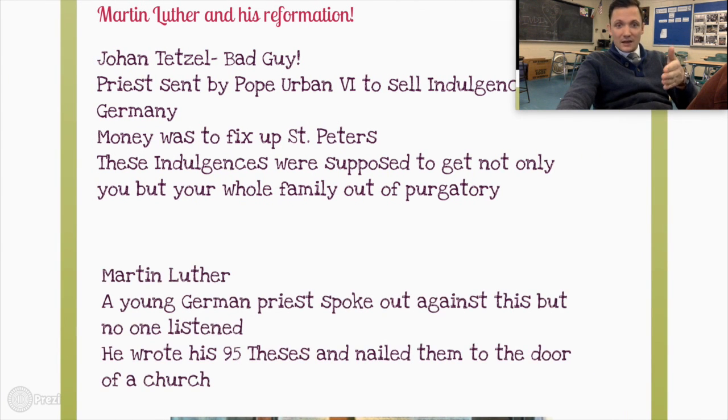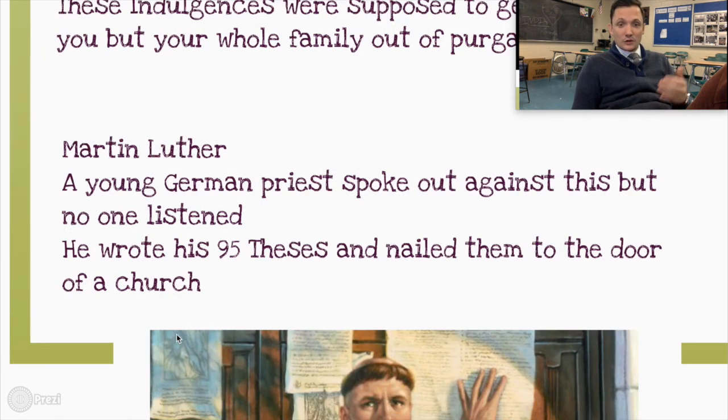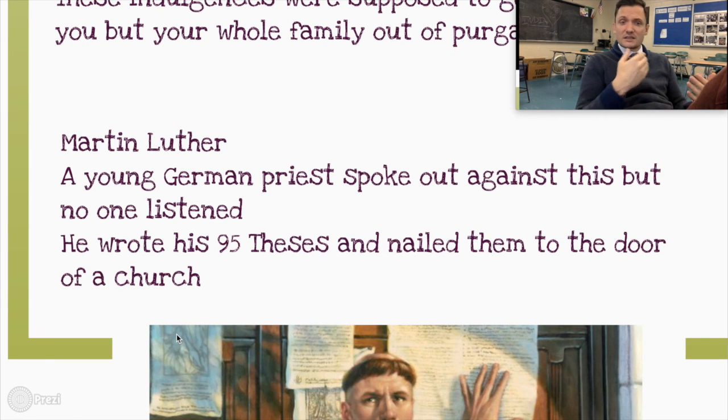So this young German priest named Martin Luther is going to speak up against this. He's like, this is not fair. And no one listened to him, though. So what he did is he wrote his 95 Theses, right? Martin Luther has 95 problems, and the Pope is one, okay? So he wrote down his grievances, his beefs, his wrongdoings of the church. There were 95 of them, and he nailed them to the door of a church in Germany.